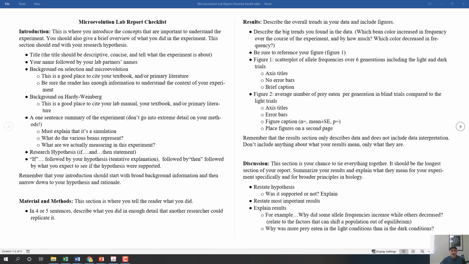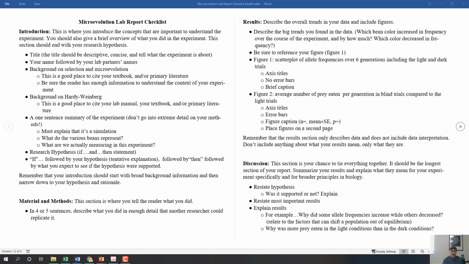You might cite your textbook. In this section, there's instructions on how to cite in the lab manual. You want to have enough information in the introduction so the reader understands your experiment. Pretend they don't know what natural selection is. You have to introduce the idea. You could introduce cryptic coloration, things like that. You could also introduce Hardy-Weinberg and what it is and what it has to do with the experiment. Then you want to just briefly introduce what your experiment was, and following that, go into what your hypothesis was.